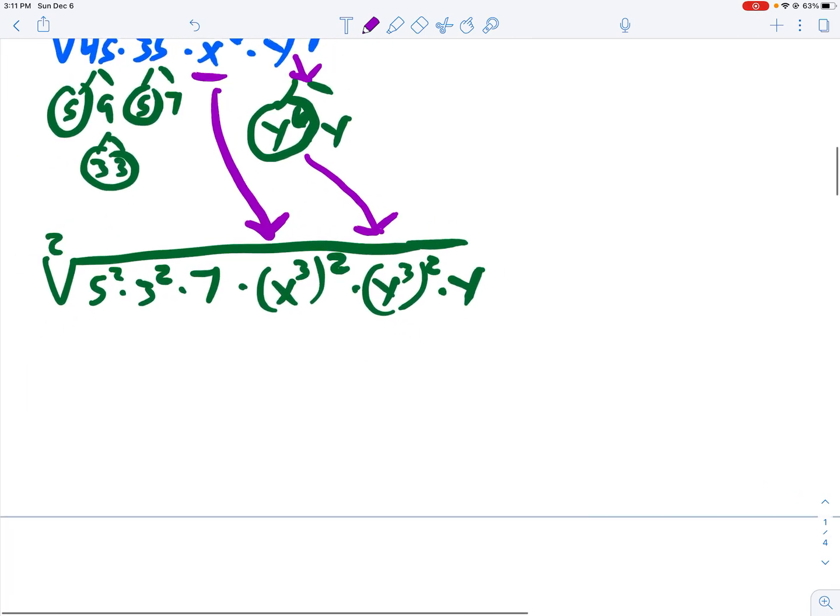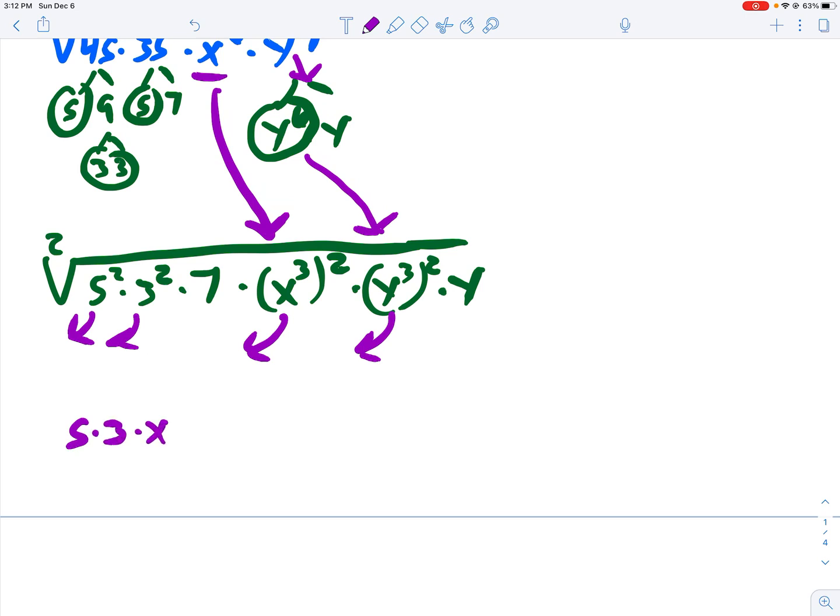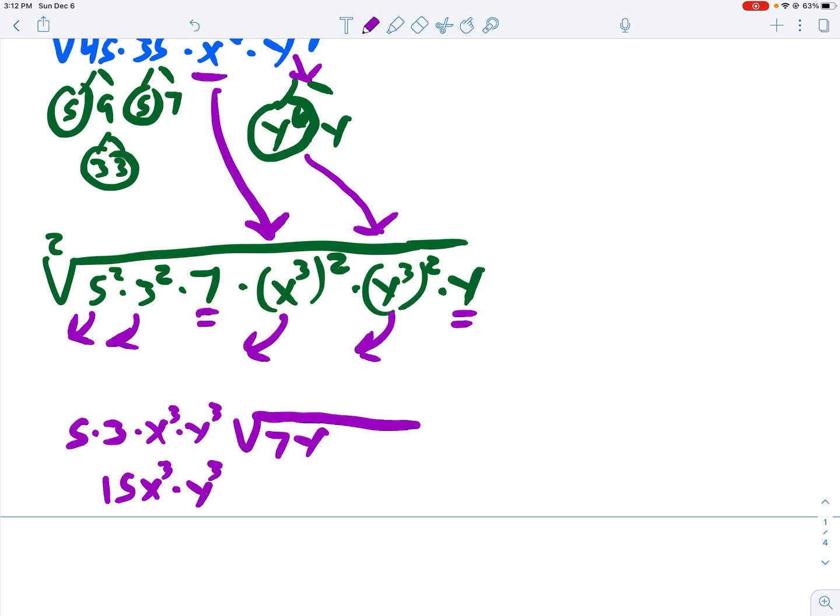So now everything that has a power of 2 gets to come out. So the 5, the 3, the x to the 3rd, the y to the 3rd. And everything that comes out is being multiplied. Everything with radicals inside and outside is multiplication. Whatever doesn't have a square has to stay underneath the root. So that would be the 7 and the y. So then this is 15x to the 3rd, y to the 3rd, square root of 7y.